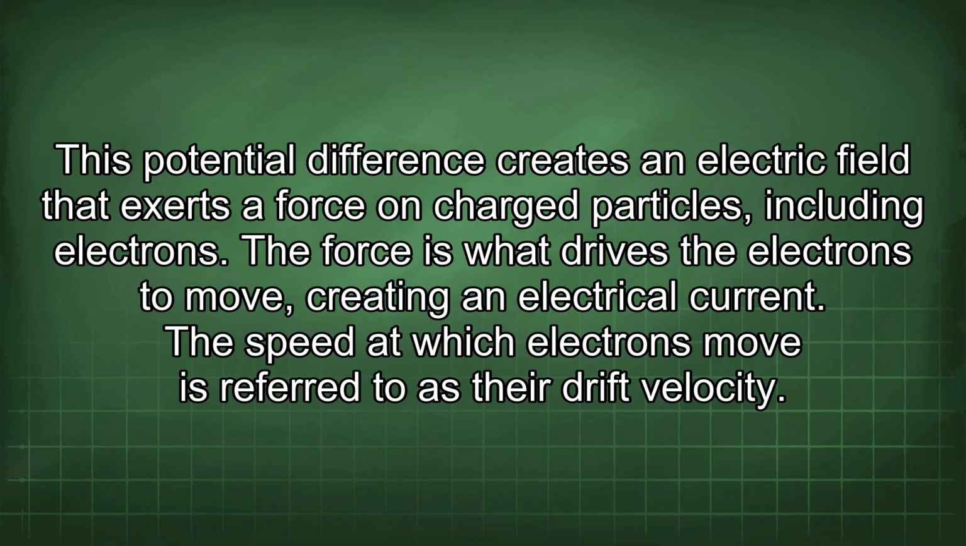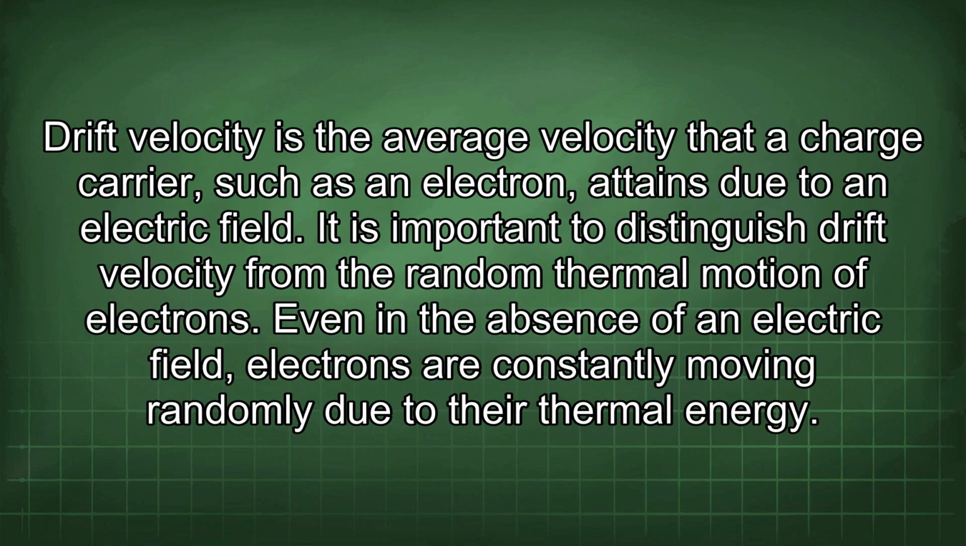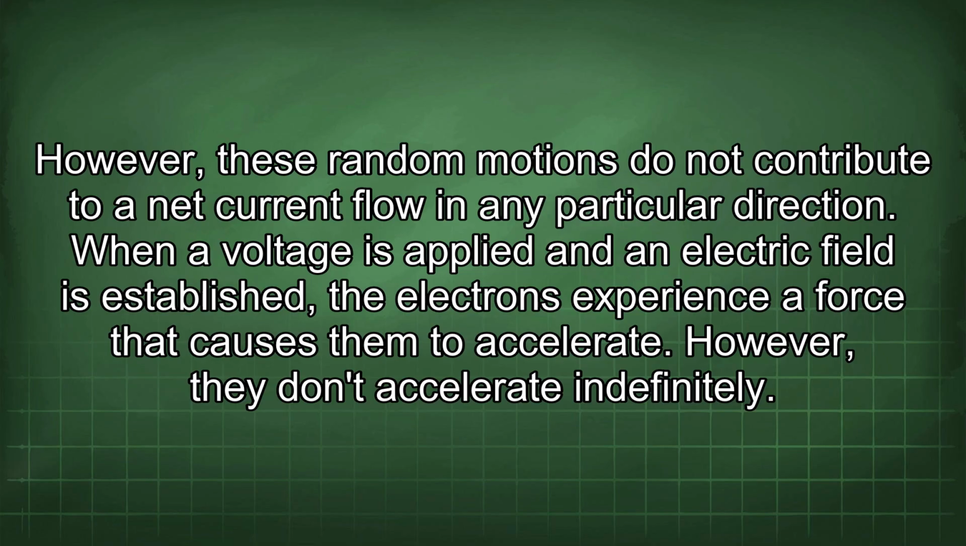The speed at which electrons move is referred to as their drift velocity. Drift velocity is the average velocity that a charge carrier, such as an electron, attains due to an electric field. It is important to distinguish drift velocity from the random thermal motion of electrons. Even in the absence of an electric field, electrons are constantly moving randomly due to their thermal energy. However, these random motions do not contribute to a net current flow in any particular direction.